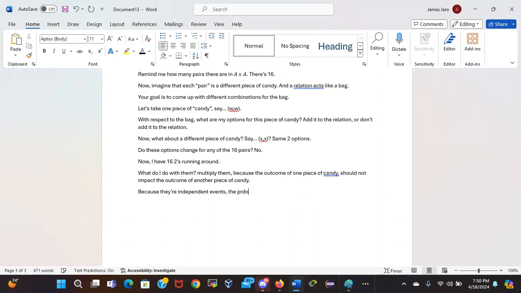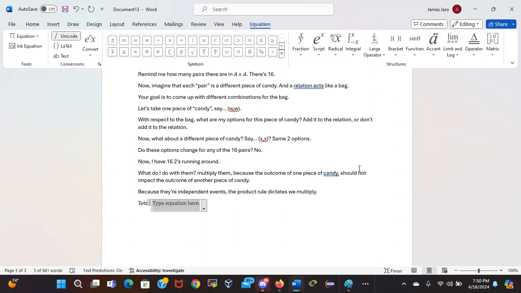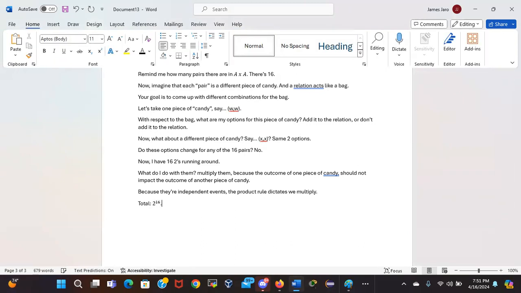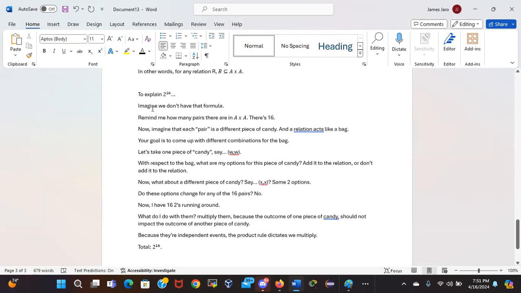The product rule dictates we multiply. So what is our total then? If I multiply 2 16 times, what do I end up getting? And isn't that the same answer that we got up top? Hence how we get 2 to the 16 total relations. Makes more sense?